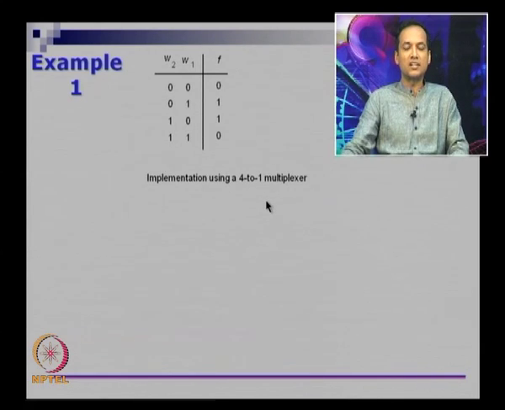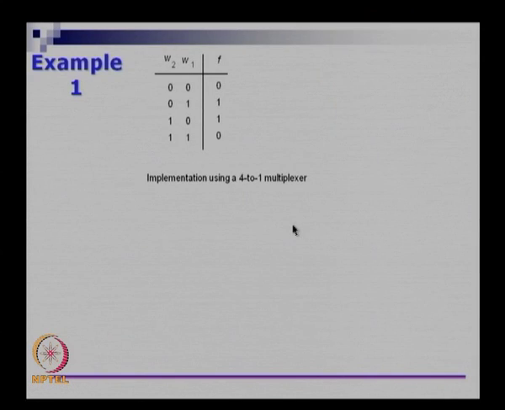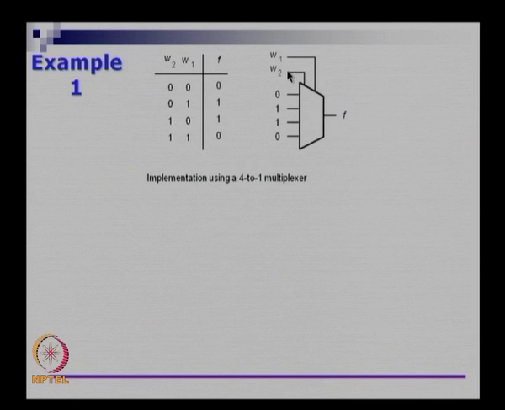So, the implementation. Let us say I ask you to do it using a 4-to-1 multiplexer. So, there are 4 inputs and there is one output. There are 4 input combinations possible and there is one output. Let us see how to do this using a 4-to-1 mux.